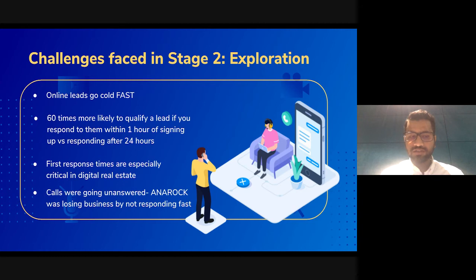So we focused on the fact that first response time is really critical, because you have so much competition in the same locality, and because the customers might not even pick up your calls after some time. This was also what was happening in ANAROCK, and that is where we brought in solutions to solve these problems.